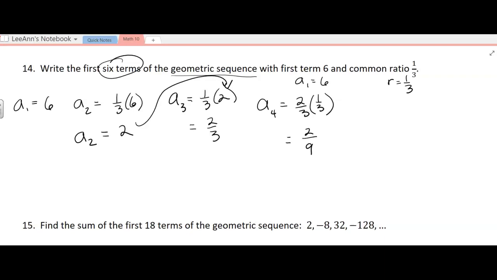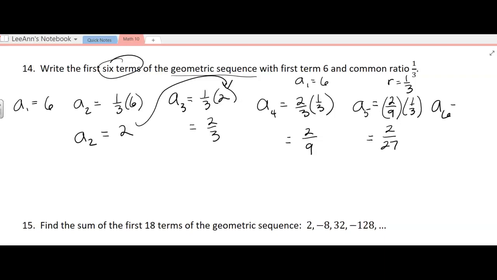How do you multiply fractions? Straight across. 2 times 1, 3 times 3. Okay, and then we're going to say a sub 5 is 2 over 9 times 1/3, another common ratio there. Keep multiplying by 1/3. 2 over 27.